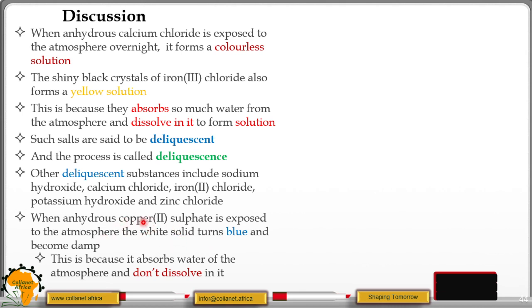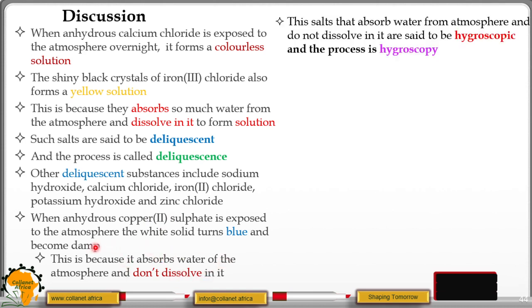And we normally use anhydrous copper 2 sulfate in the test for the presence of water, because you're going to find that in anhydrous form it is white, but when it absorbs water it is blue in color. This is because it absorbs water from the atmosphere and does not dissolve in it, and that's why it is damp. These salts that absorb water from the atmosphere and do not dissolve in it are said to be hygroscopic, and the process is said to be hygroscopy.